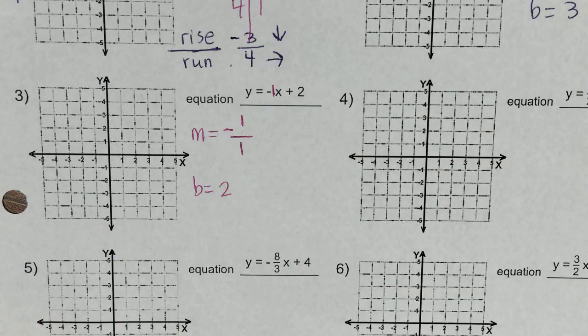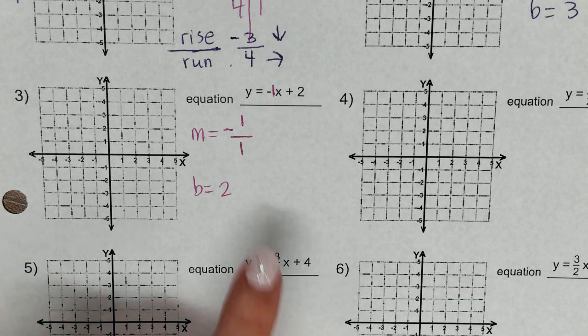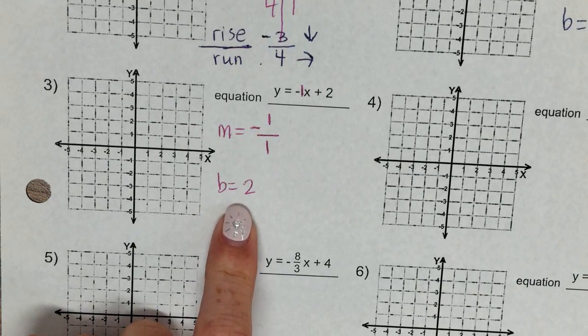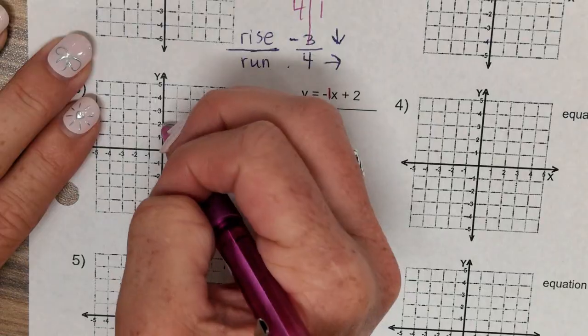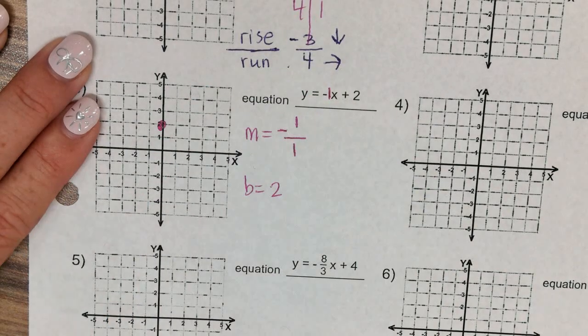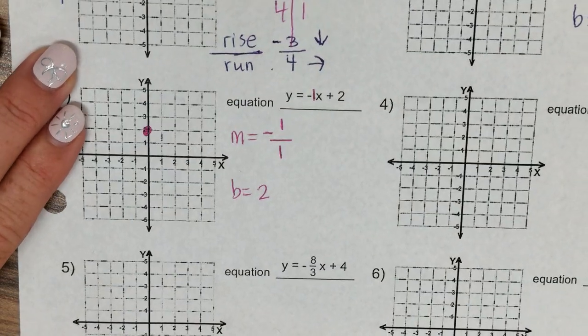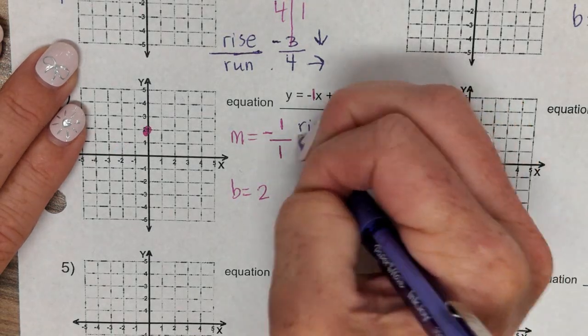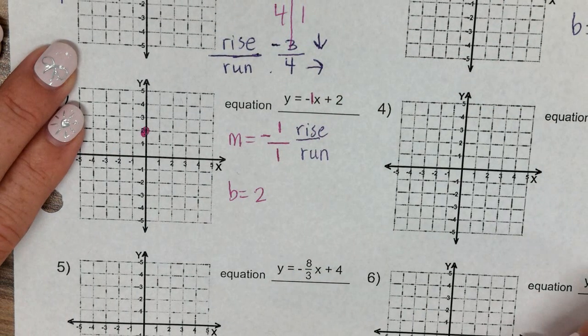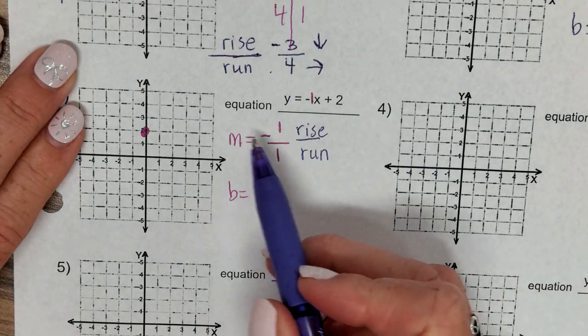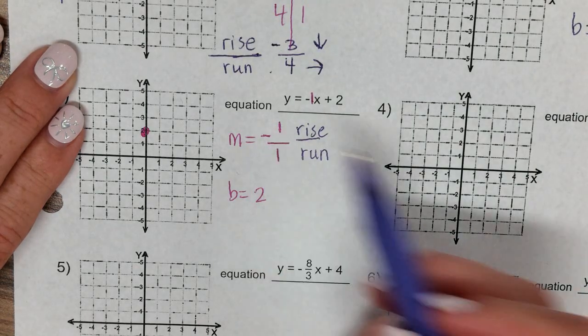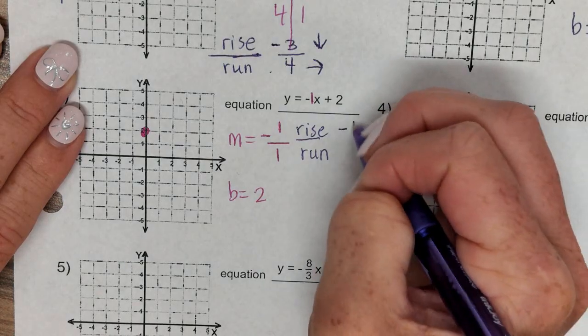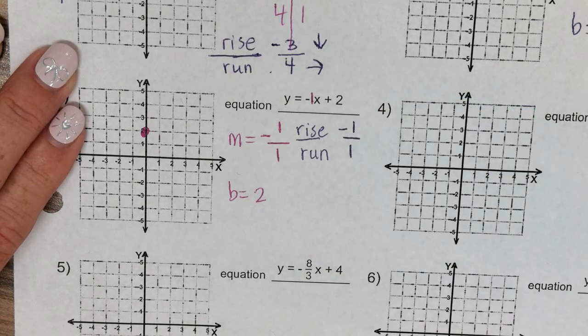Okay, where do I start? Where does my first dot go? The y-intercept at 2. So everybody find the y-axis and go to 2. Now we need a rise over run. The negative belongs to the top number. So my rise is going to be negative 1. My run is going to be positive 1.